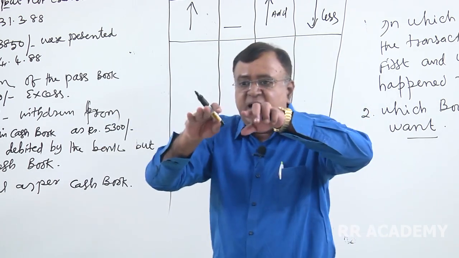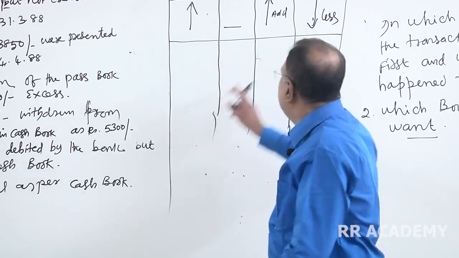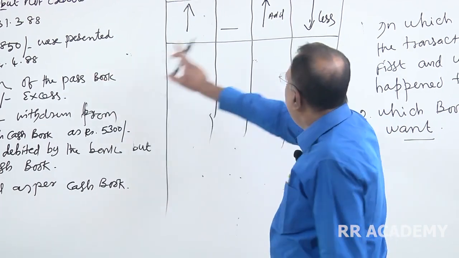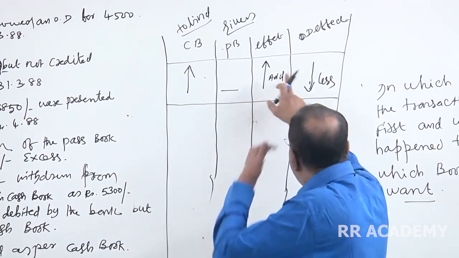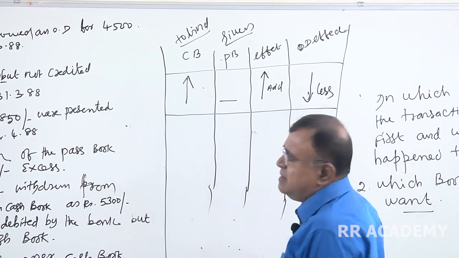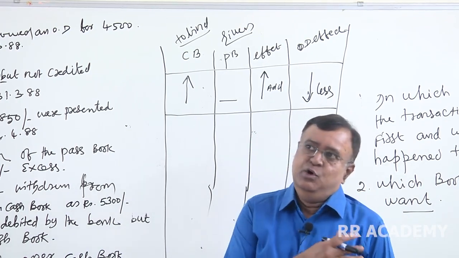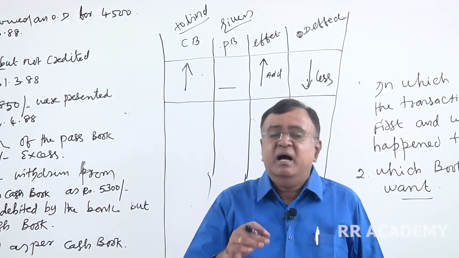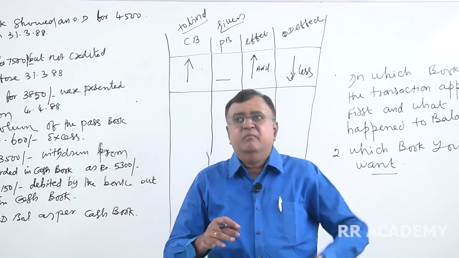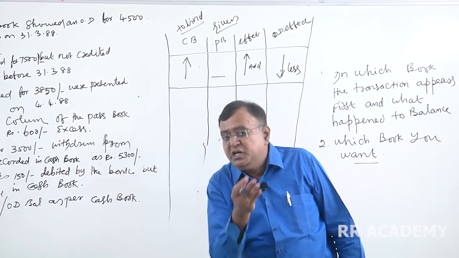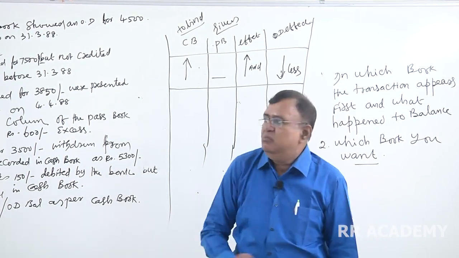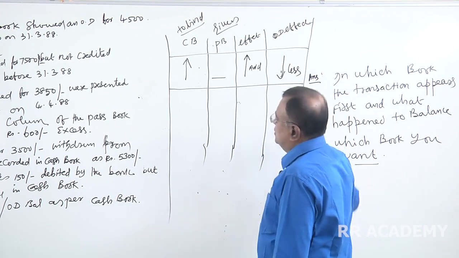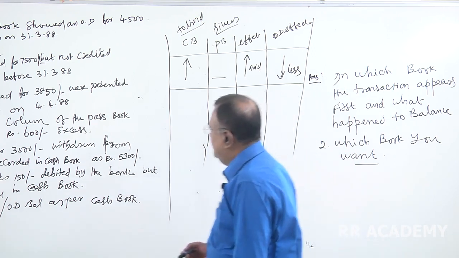In case of overdraft, less. Opposite. See? If it is normal balance, we would have added. In case of overdraft balance, less. Why is it less? I told you. In case of cashbook balance, check deposited, add. In case of overdraft, check deposited means balance will come down. So this is the answer, friends. So please write less.